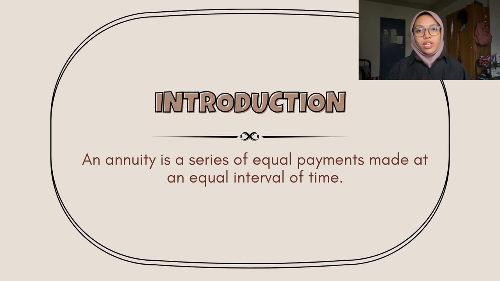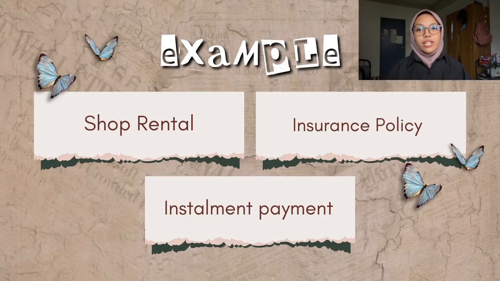First and foremost, the definition of an annuity is a series of equal payments made at equal intervals of time. Examples of annuities are shop rental, insurance policy, and installment payments. In each case, equal payments are deposited or paid periodically over time.